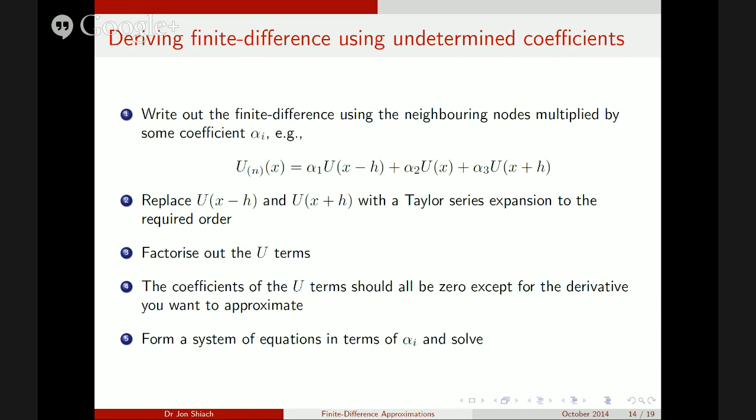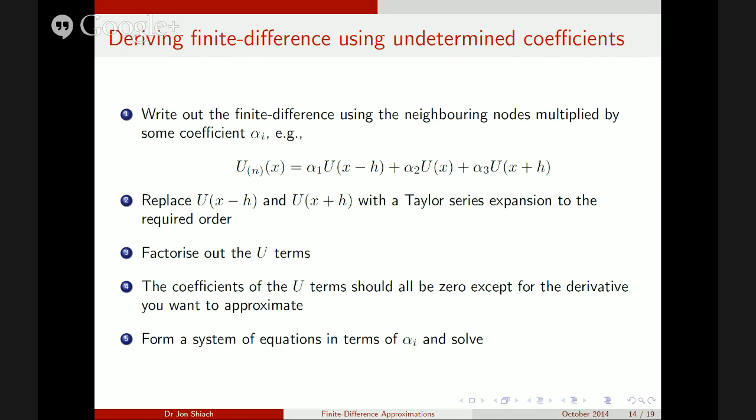What we then do is we replace u(x minus h) and u(x plus h) with the Taylor series expansion of the required order of accuracy. So if you want second order accurate, you replace them with second order Taylor series. If you want 4th order, you replace them with 4th order Taylor series. Then you factorize out any terms involving u. So we do a bit of algebra and we factorize out u terms. You'll have some terms multiplied by u, some terms multiplied by u', and some terms multiplied by u''. The coefficients of the u terms should all be 0 apart from that derivative you're trying to approximate. And then from that, we form a system of equations in terms of alpha and solve.